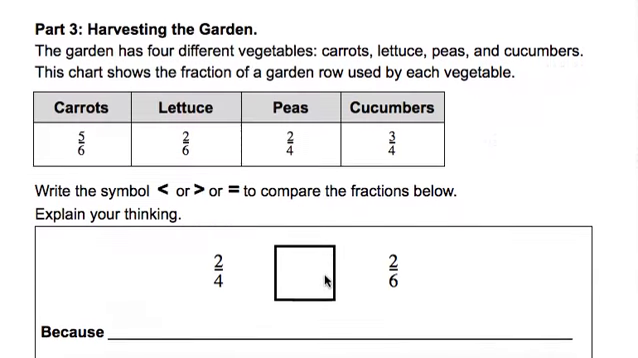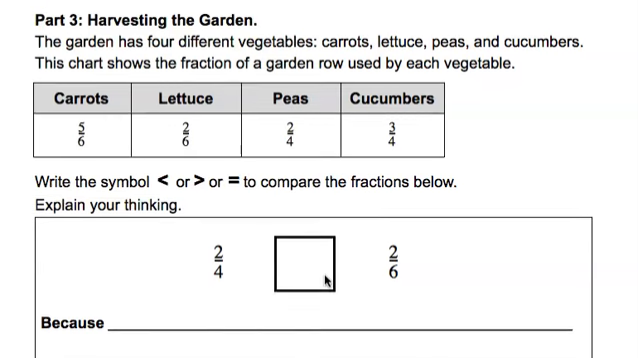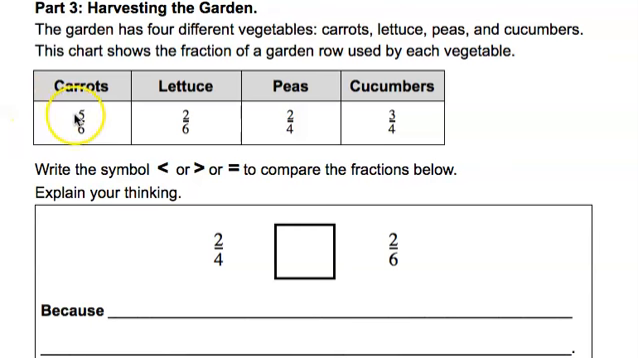Lastly, the garden has 4 different vegetables: carrots, peas, lettuce, and cucumbers. The chart shows the fraction of the garden row used by each vegetable. So carrots use 5/6 of the row, lettuce uses 2/6, peas 2/4, and cucumbers 2/4.